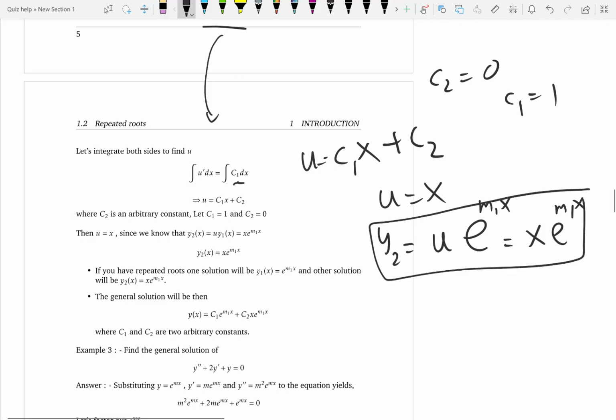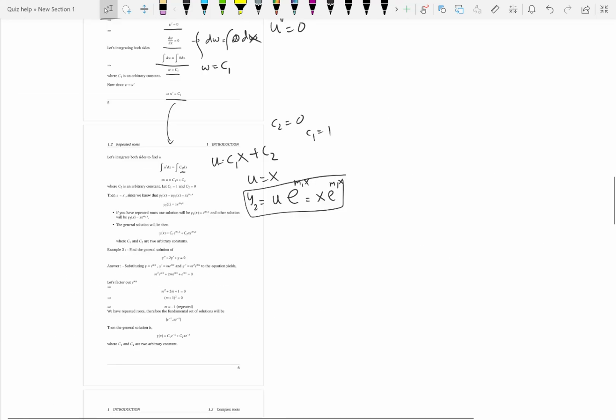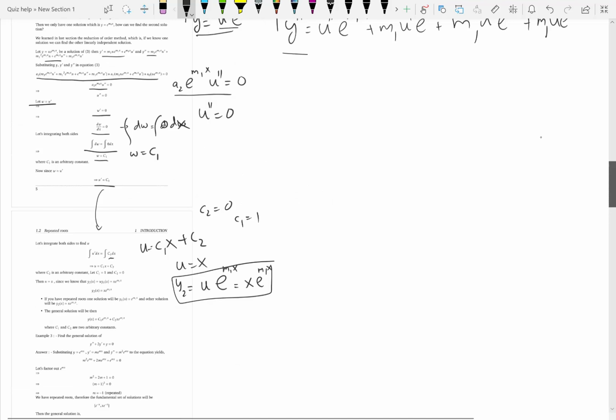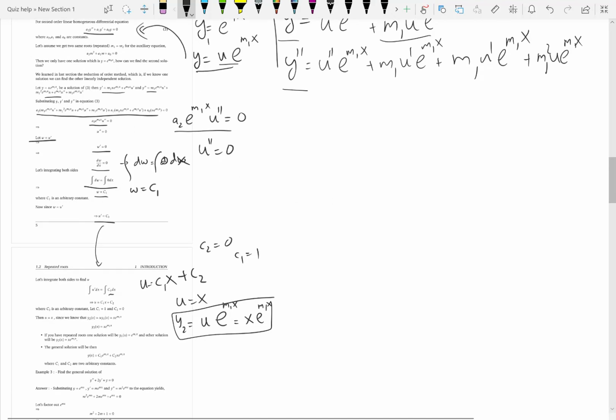Now what am I getting here? What I'm up to here. So let me explain. We did this reduction of order method. Let me show you the secret. Here's the thing: when you have a repeated root, you only have an m1. So you know one solution, y1, is e to the m1x.